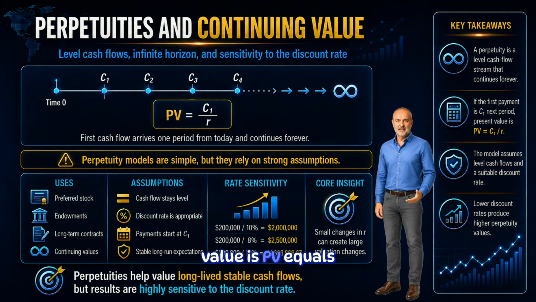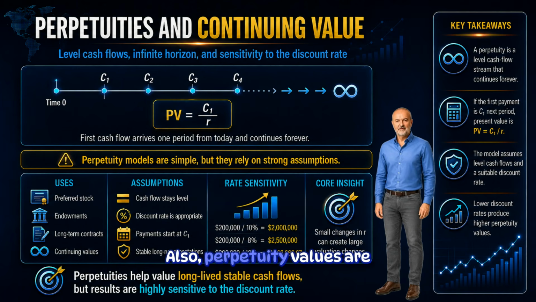If the first cash flow, C1, arrives one period from today and continues at the same amount forever, the present value is PV equals C1 divided by R. That is one of the cleanest formulas in finance. But the simplicity comes with strong assumptions. The cash flow must remain level. The discount rate must be appropriate. The first cash flow must arrive one period from today, not today.